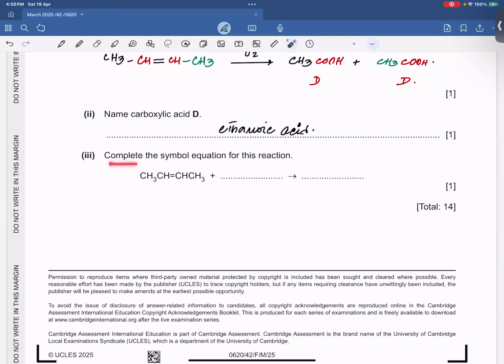Oh, give the complete symbol equation for this reaction. My goodness. O2, 2 moles of ethanoic acid. Okay, let me check how many carbon atoms here: 1, 2, 3, 4. And how many carbon atoms here? 4. So carbon is balanced. How many hydrogen atoms? 8. How many hydrogen atoms? 2 times 3, 6. 6 plus 2, 8. How many oxygen atoms? 2. How many oxygen atoms? 2. It's a balanced chemical equation.